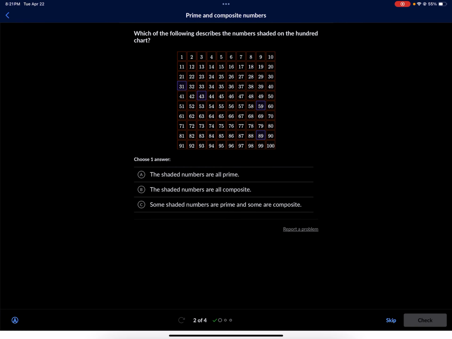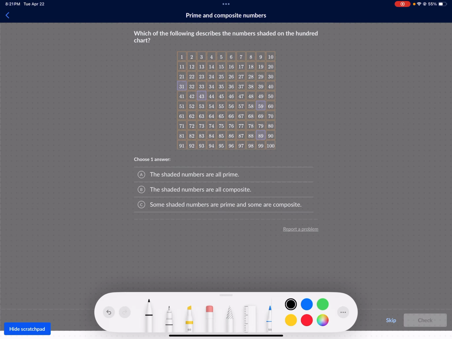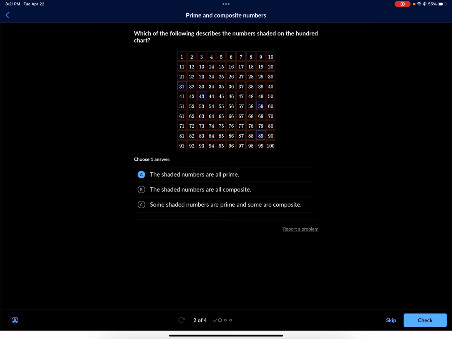Which of the following describes the numbers shaded on the 100 chart? Okay, so we have: the shaded numbers are all prime, the shaded numbers are all composite, and some are prime, some are composite. So let's take a look and see if any of these are prime. I think 43 is a prime number. So let's eliminate composite. And I don't think there are any composite numbers here. I think they're all prime. So A is our answer.